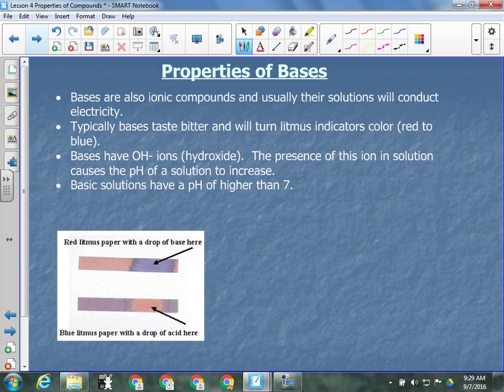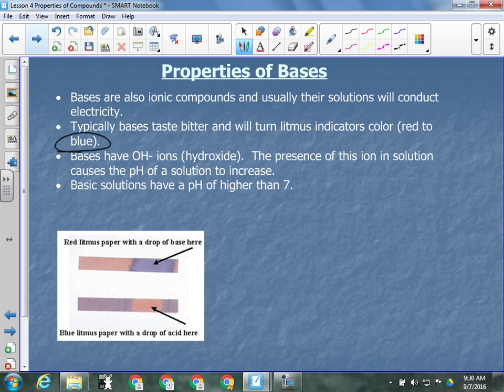Bases. Bases are also ionic compounds, at least the strong ones are. Okay? Not all bases are ionic. Weak bases can be molecular. Bases are ionic compounds, and usually their solutions will conduct electricity, because they're ionic. Now, typically bases taste bitter and will turn litmus indicators to basic colors. That is, in the blue part of that.